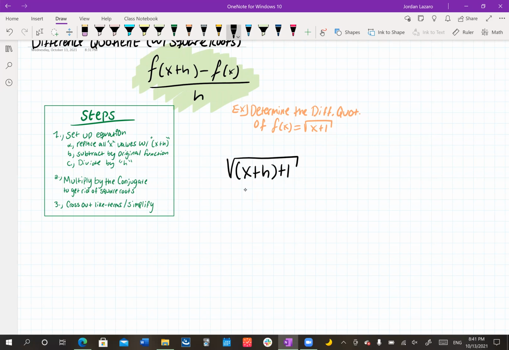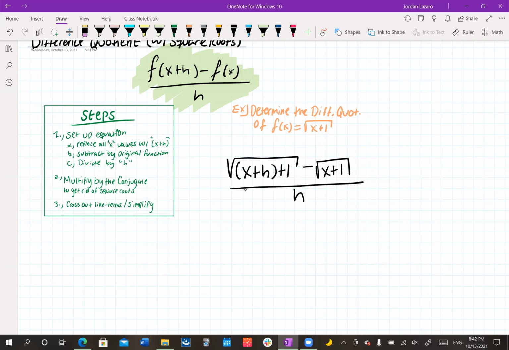Part B says to subtract by the original function. All right, so we're going to subtract by the original function. So all we're going to do is just bring this down here. All right. And then part C says to divide by h. Okay, now step 1 is already complete. Now the next thing we need to do is to get rid of the square roots. And in order to do that, we need to multiply by the conjugate.